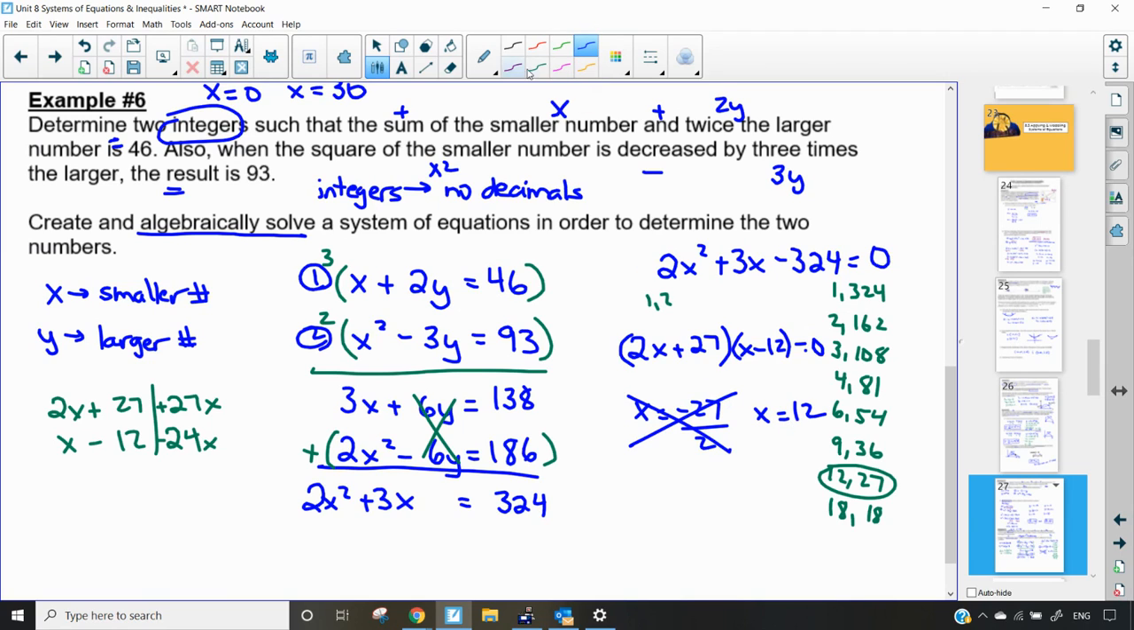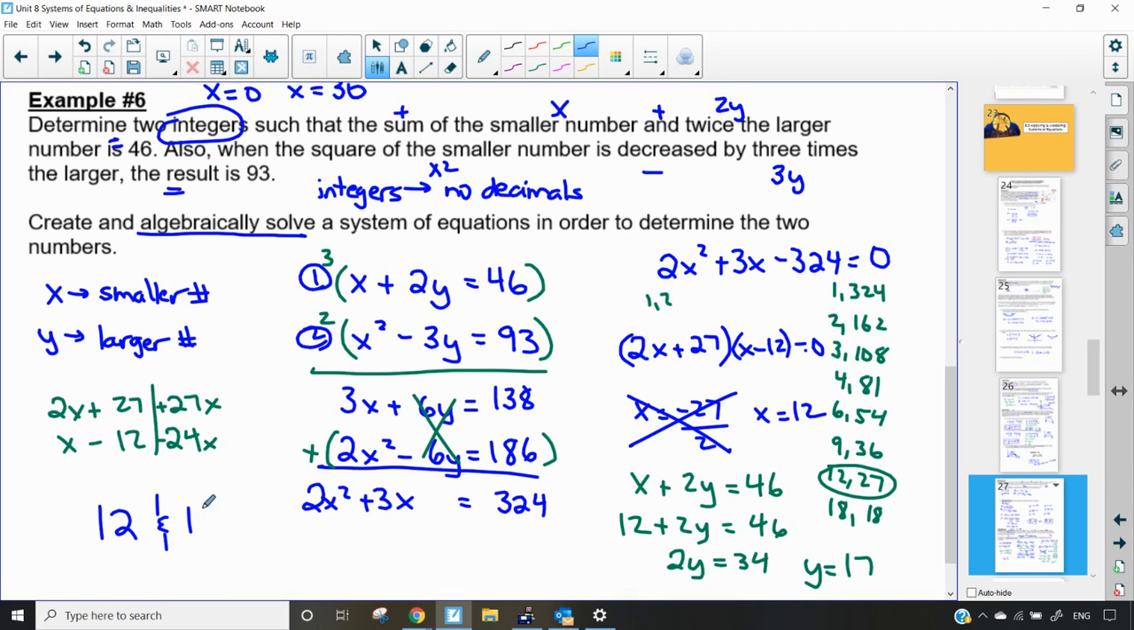So we're going to take that x equals 12 and we're going to sub it back into either equation. I've chosen to sub it into the first equation here. So I have x plus 2y equals 46. And that's going to give me 12 plus 2y equals 46. 46 minus 12 gives me 34. So I have 2y equals 34. Divide by 2 on both sides, and we're going to have y equals 17. So my numbers are going to be 12 and 17. And once again, we didn't have to worry about the other number because it was not an integer.